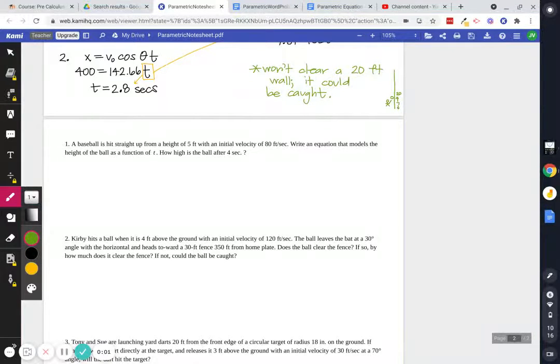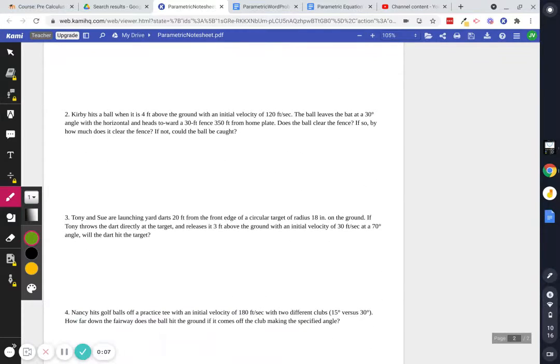So these first two questions are kind of similar to the baseball question, but this yard darts one is a little bit different. So that's what I want to take a second to talk about. Tony and Sue are having a great time, and they are launching some yard darts. The yard darts start 20 feet from the front edge of a circle. Right now that doesn't do much for me, but that's going to end up acting as an important horizontal distance later.